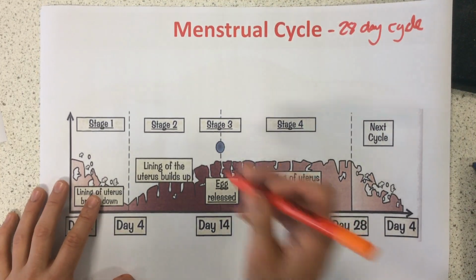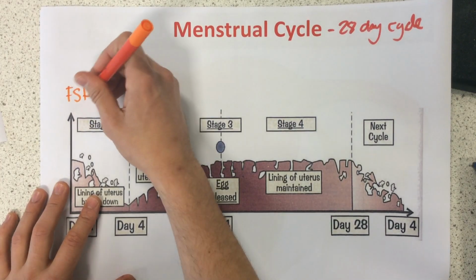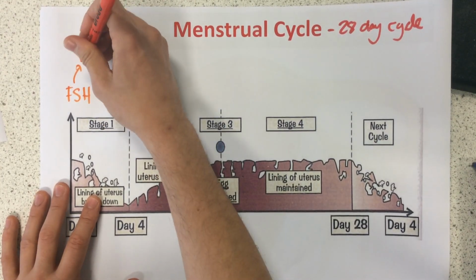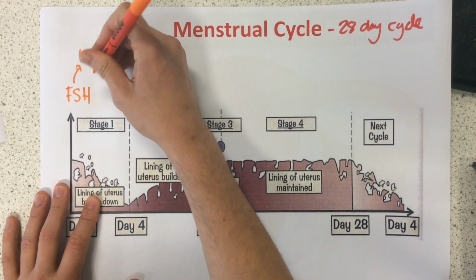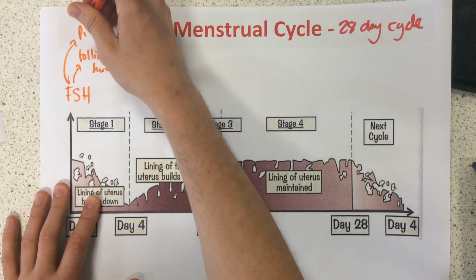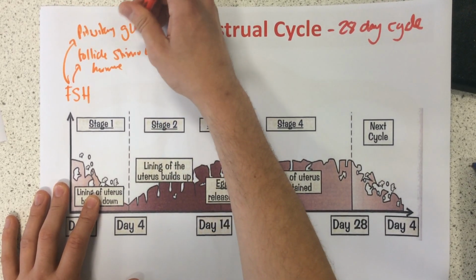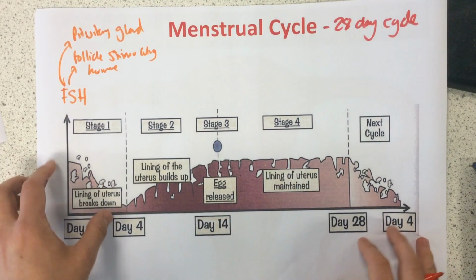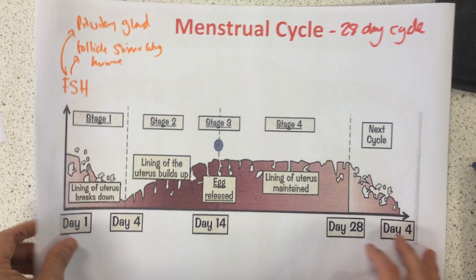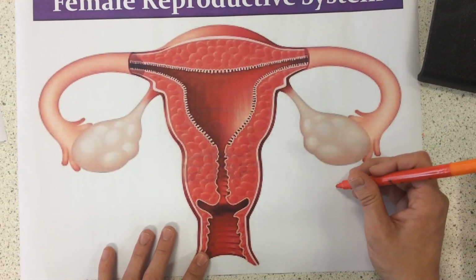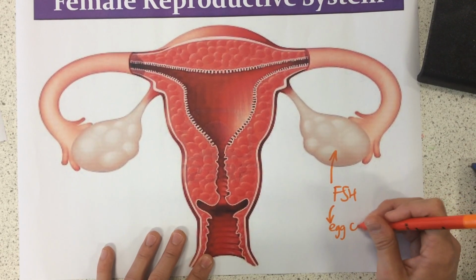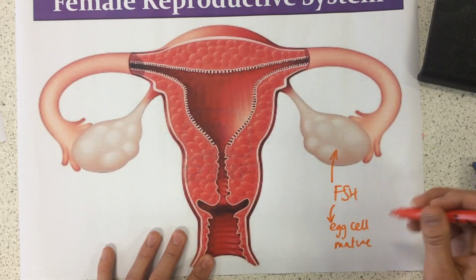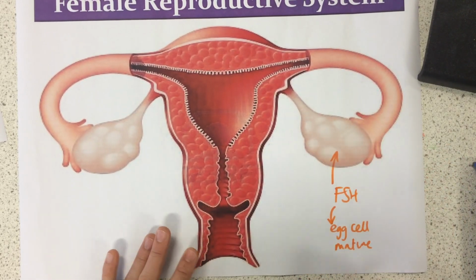The first one at the beginning of the menstrual cycle, at day 1, we need to know about is called FSH. That stands for follicle stimulating hormone, and this is released from the pituitary gland. It's a hormone, so it travels in the blood to the ovaries. So what FSH does is it affects the ovary. It causes the egg cell to mature, so it gets that egg cell matured and ready to be released. So that's the role of the first hormone, FSH.